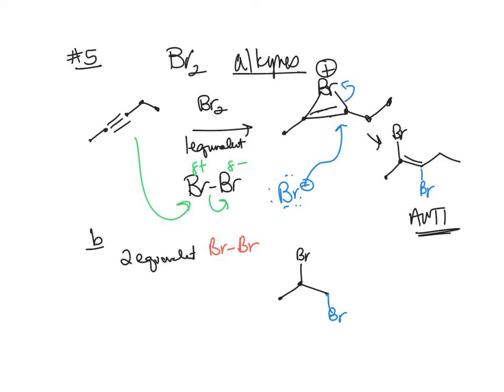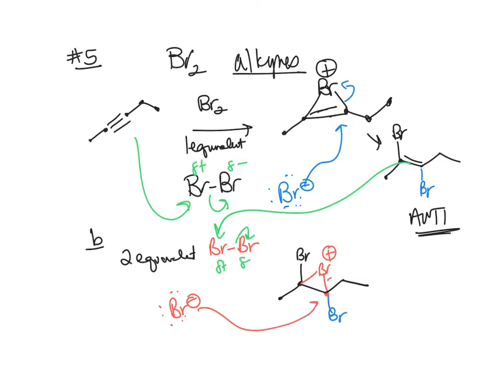You can imagine that this would attack here. This is delta positive, delta minus, and then you would get this bromonium ion, and then this Br minus would come in, and you would open it up.